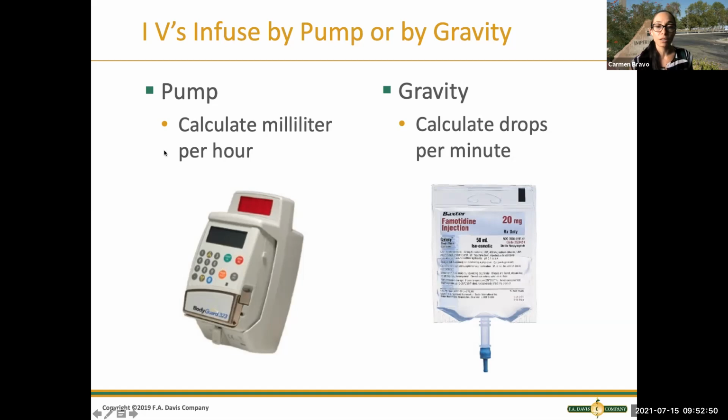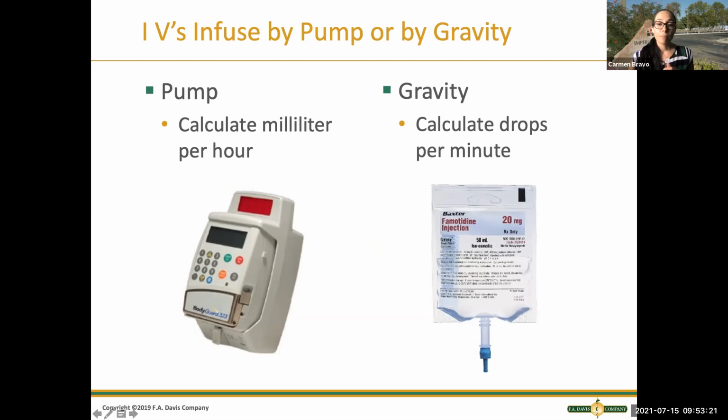And another thing that's very cool about pumps is that they calculate milliliters per hour, okay? You will not be able to set a pump to drops per minute, okay? So that's the difference that you should know. Pumps calculate milliliters per hour. If in a question I ask you, how would you set this up on the pump? You will know right away that your answer is going to be milliliters per hour, because that's how we set them up on the pump.